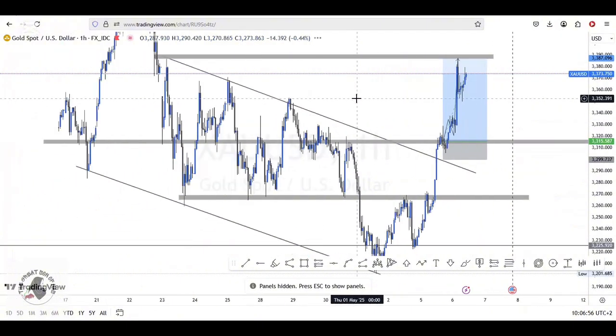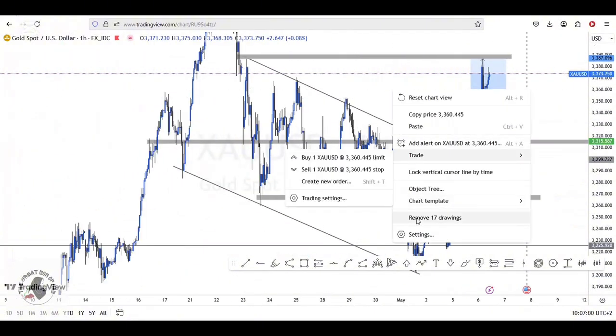So, guys, this skill is too much, man. Shout out.